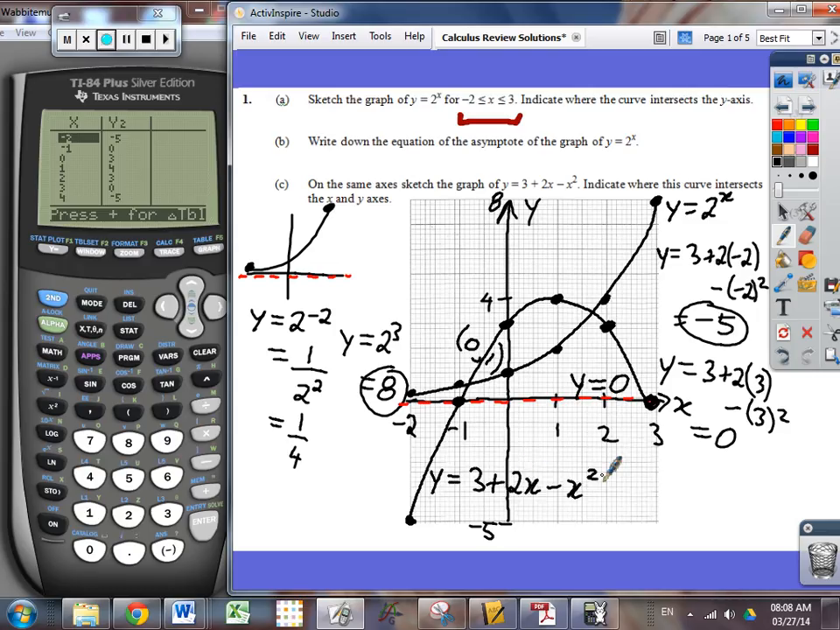We need to indicate where this curve intersects the x-axis and the y-axis. Well, I think it's pretty clear that it happens right here. Let me put in the coordinates, negative 1 comma 0. And over here, the other x-intercept, is 3 comma 0. And then the y-intercept, I think you can see, is 0 comma 2. And now we've labeled all of the asymptotes and the intercepts. Let's move on to part D.